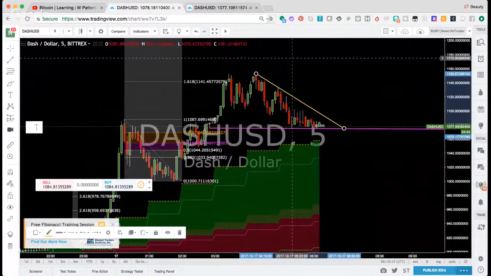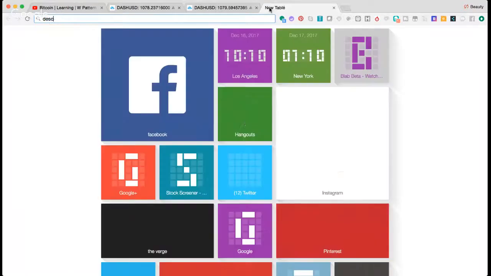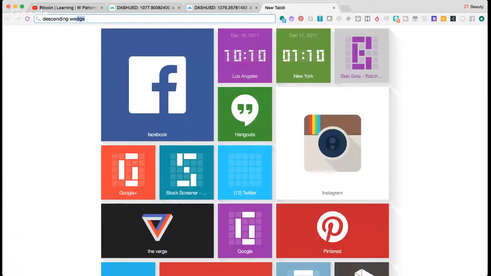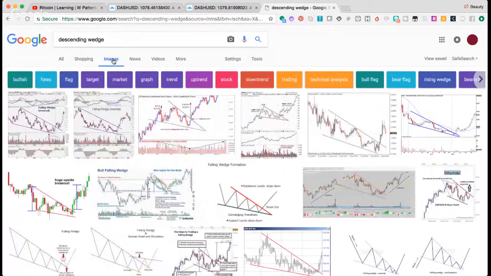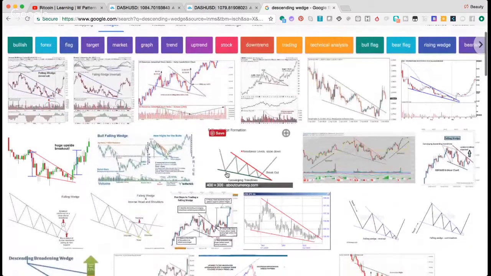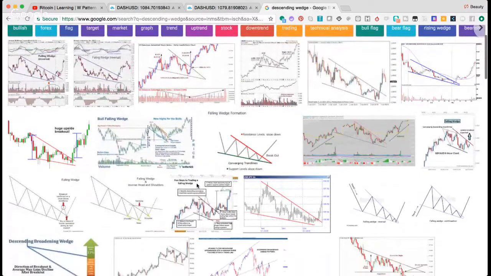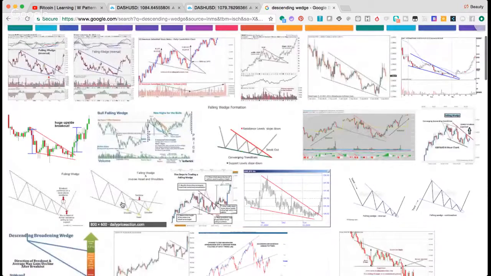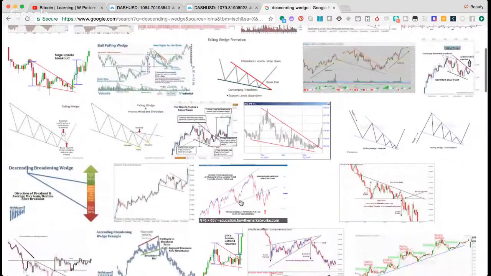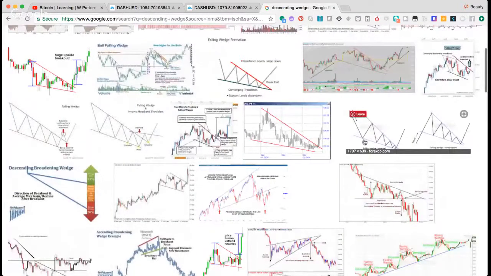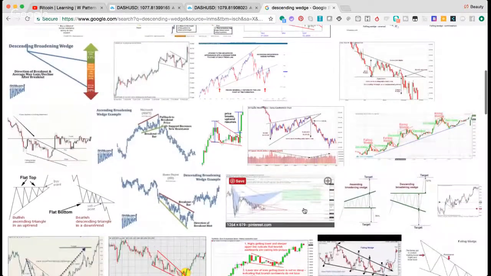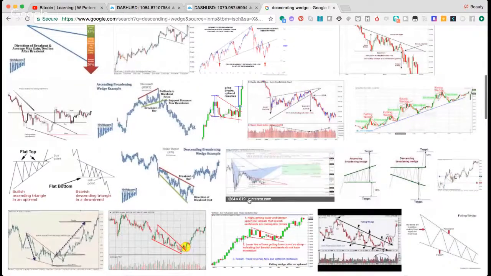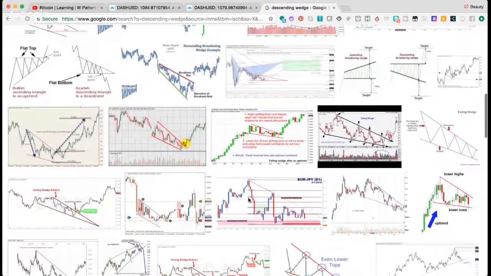And we can look up descending wedge. We can go over to Bulkowski, but we can do it his way, which goes descending wedge, and then he shows you lots of patterns, right? What is a descending wedge? This is a descending wedge. Descending wedge breakout. Falling wedge. That's a falling wedge where you don't have the flat line. These are other sorts of wedges that do the same sort of response.